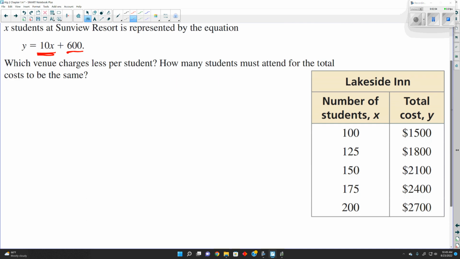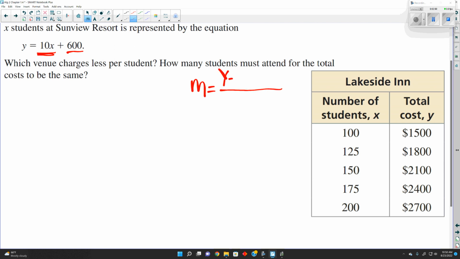Now the other place is Lakeside Inn. Did they tell us how much the initial cost was? No, because the initial cost is going to be our y-intercept, so we don't know that. And they didn't specifically tell us the cost per student, but that's just going to be the slope. If we can find the slope, we can find the cost per student. Then we can use point-slope form, y minus y1 equals m times x minus x1, to find the equation, so we can figure out how many students it will take for these two to be the same. So the first thing we'll do is find the slope for Lakeside Inn.